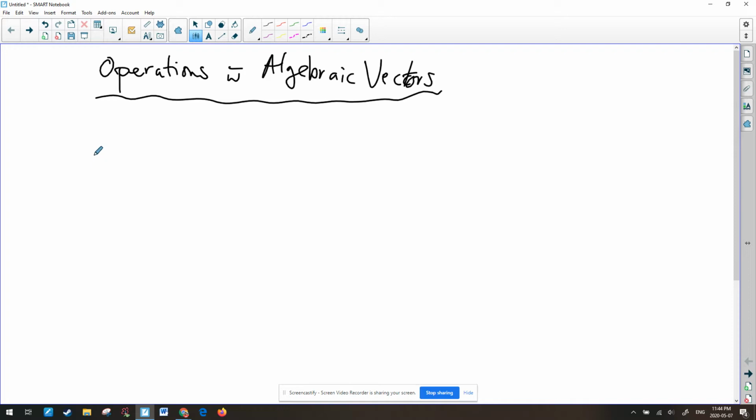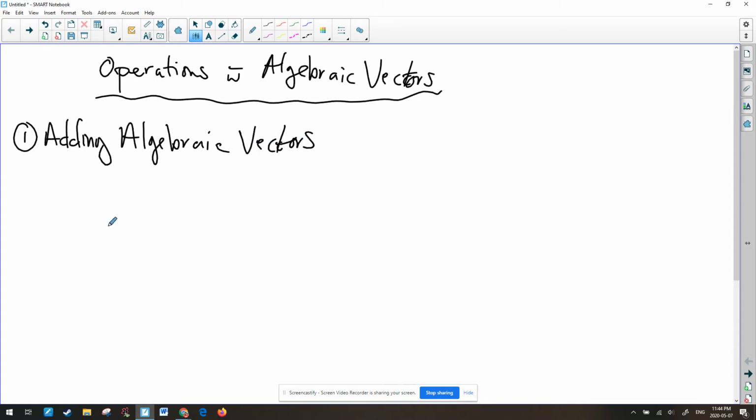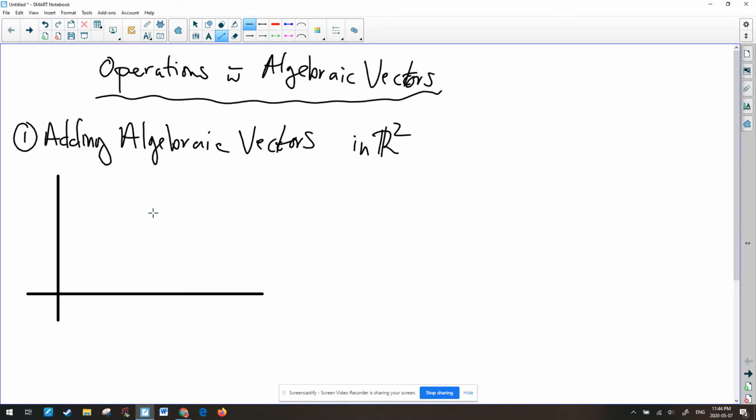Okay. So first things, how about we look at adding algebraic vectors? And we'll start with in R2. Okay, so adding two vectors in R2. So I'm going to just quickly sketch some basic axes, Cartesian plane stuff. And then say, all right, imagine we have the following vector.